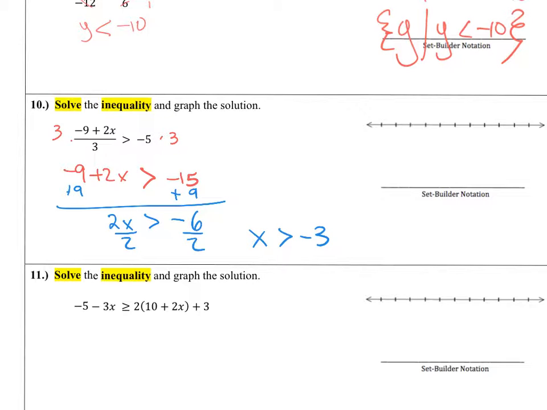Set builder, squiggly x bar, x is greater than negative 3, and squiggly. Here is negative 3, this is 0. This is 3, it's an open circle, and it's shaded to the left.